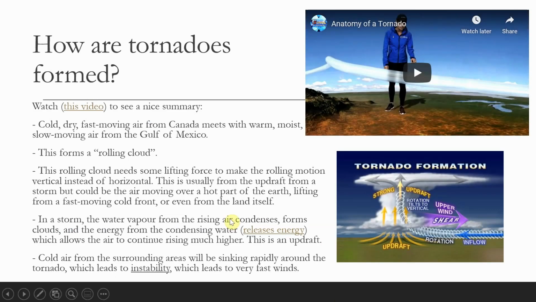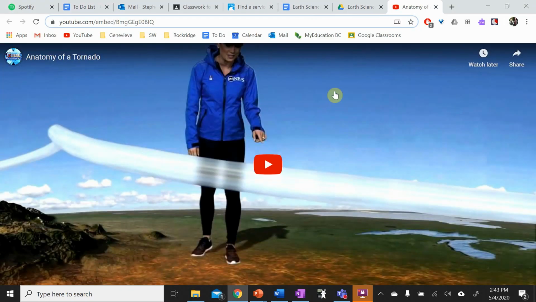So how are they formed? We're going to watch a video. I'm going to pause it at a few places here, but we're going to watch a video that summarizes quite well. Out of all the videos I saw, this one summarizes it the best. So we're going to quickly watch this video and we'll pause it to give some more details.